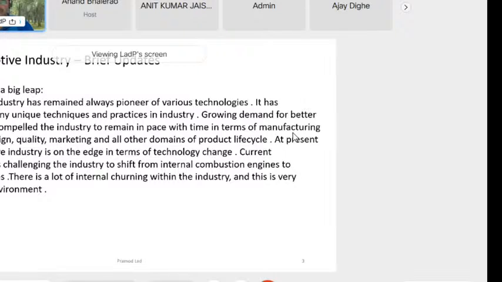So as of now, most of the OEMs, as well as most of the big automotive supplier companies, everybody is struggling to catch the pace of the time. The demand for switching over from ICE to electric is pushing every industry to their limits to catch the technology. That is the current situation.